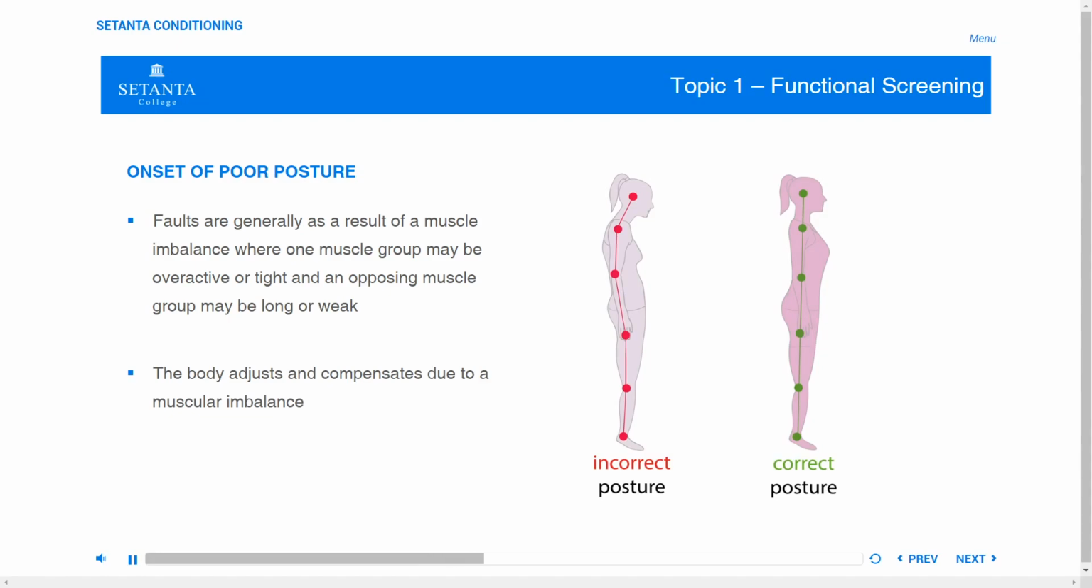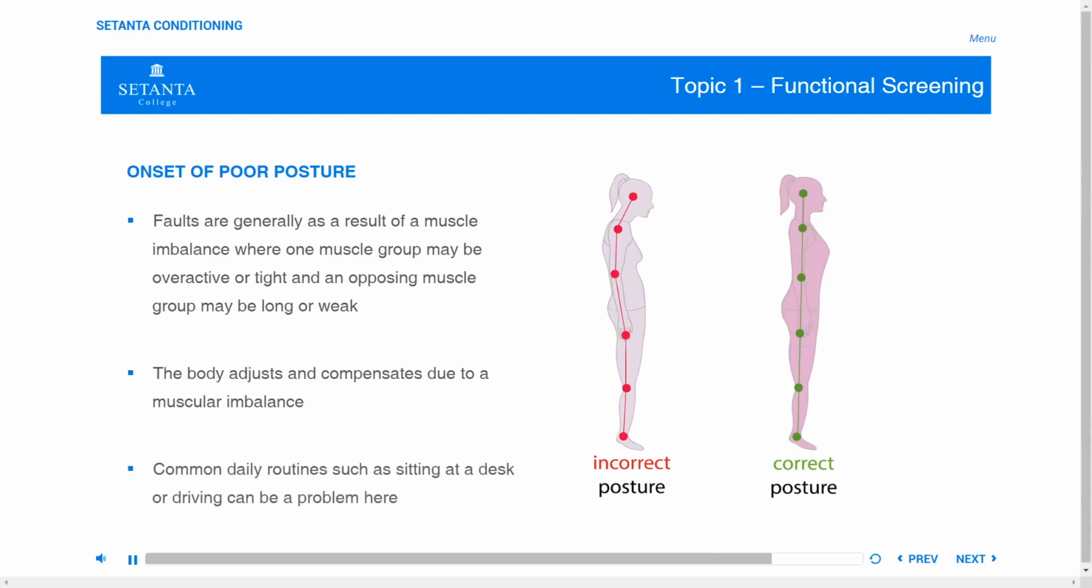A muscular imbalance may be caused for a variety of reasons. Your body may be compensating to protect an injured area, or excessive exercise of one muscle group while neglecting the opposing muscle group. This is quite common in conditioning routines that utilize bench pressing while neglecting exercises for the upper back and thoracic region. Also, common daily routines such as sitting for long periods of time at a desk or driving can be problematic with the onset of poor posture.